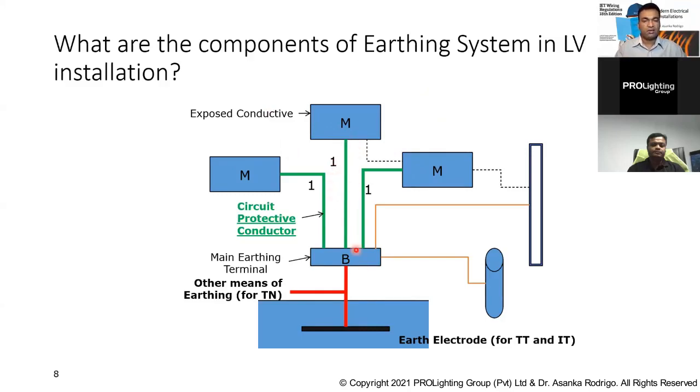Here we have to connect these exposed conductive parts to the main earth. Depending on whether we are practicing a TT system or a TN system, there can be different earthing arrangements, but everything we have to bring to a common equipotential bonding bar, and that conductor we call a circuit protective conductor.